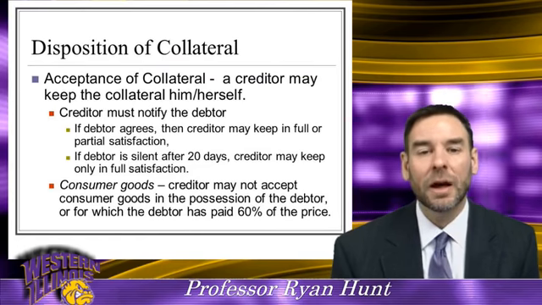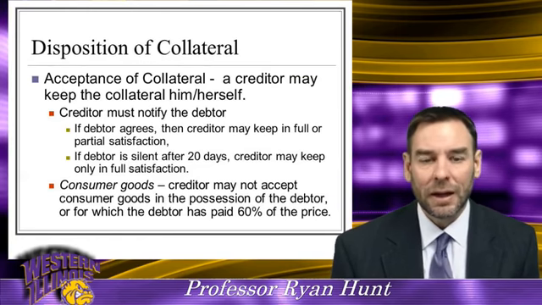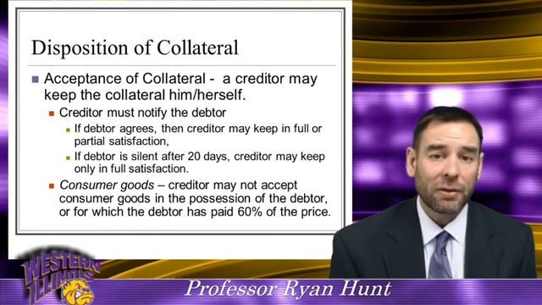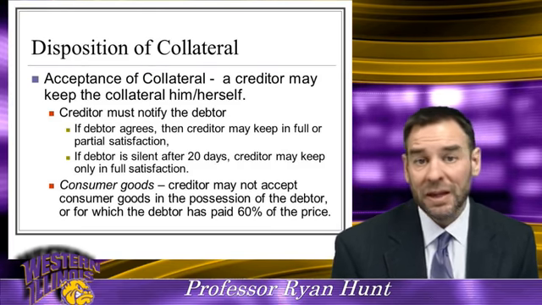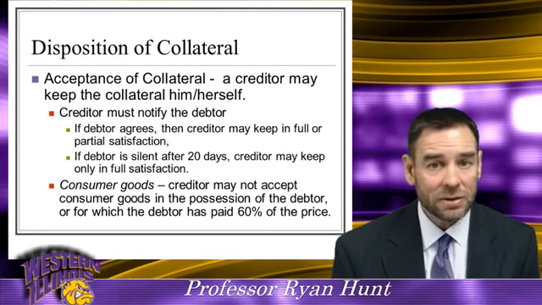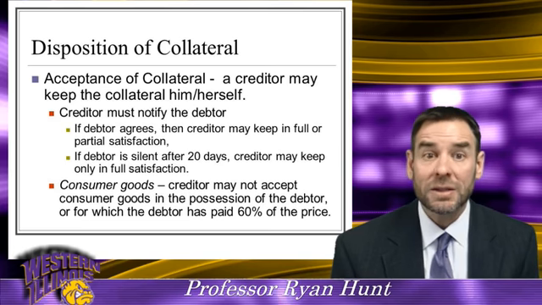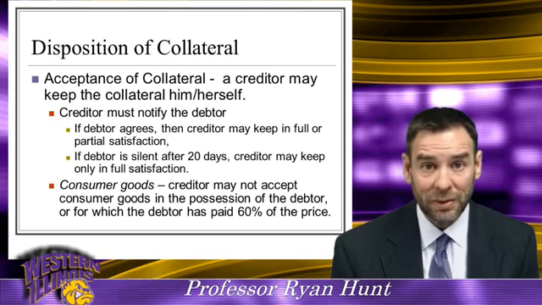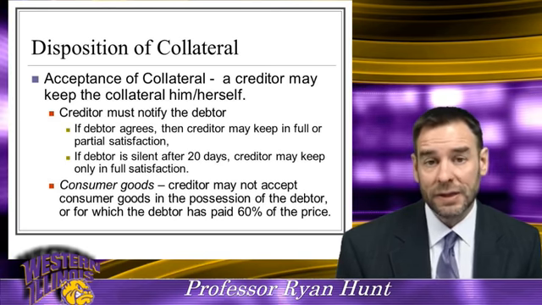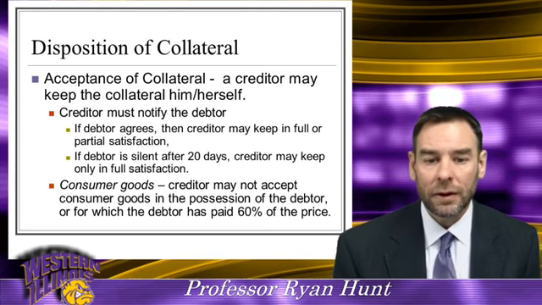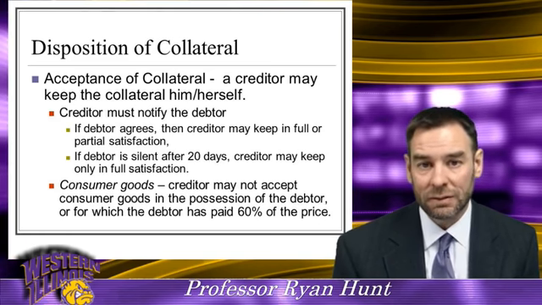Okay, there is this other way of disposing of the collateral upon default, and that's something called acceptance of the collateral. A creditor may actually keep the collateral for him or herself. They go repossess it, and then rather than turn around and sell it and apply the proceeds, they could just keep it and use it themselves. But there's some rules associated with this when creditors do it. First, the creditor must notify the debtor that they're going to keep the collateral in satisfaction of the debt. And if the debtor agrees, I should say only if the debtor agrees, then the creditor may keep the collateral in either full or partial satisfaction of the debt.